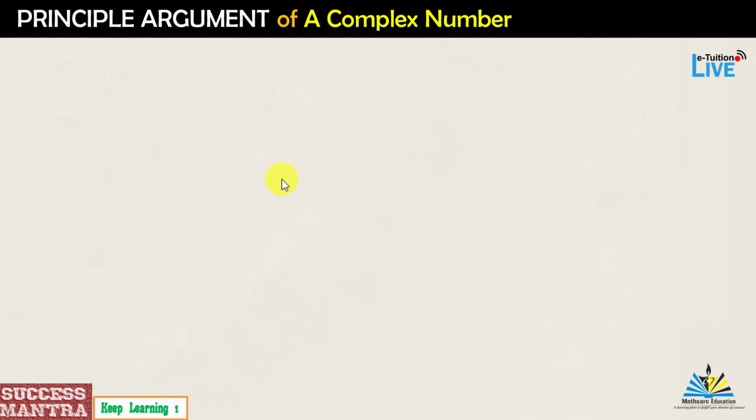Let's move on. Principal argument of a complex number. What does it mean? And what is the difference between argument of a complex number and principal argument? Let's say we have argument of z, and here we have principal argument. We also call it as amplitude of z. That is the principal argument of z. So what is the basic difference between these two?